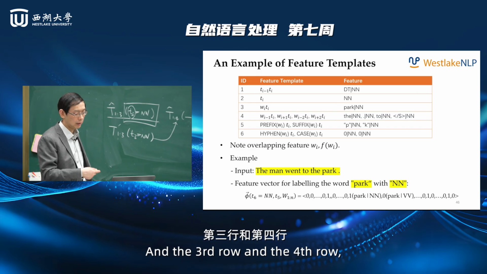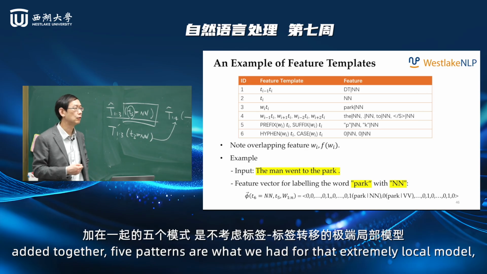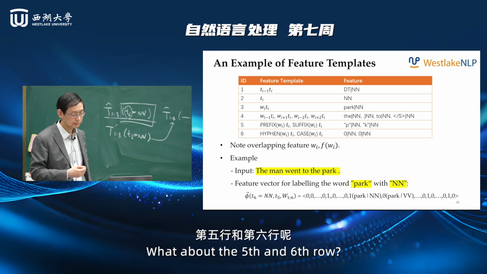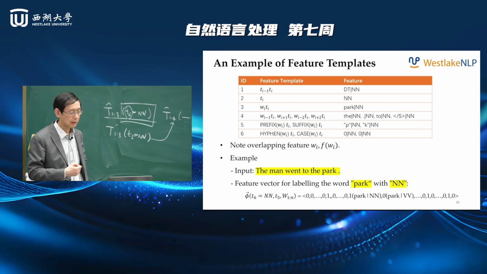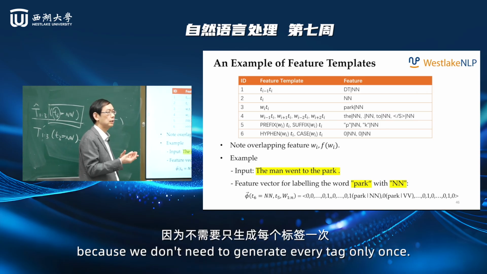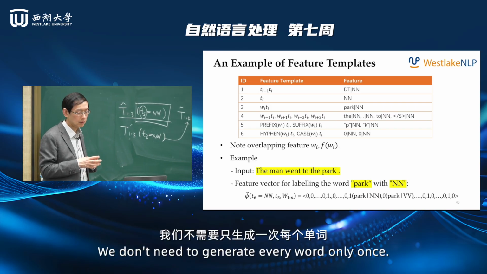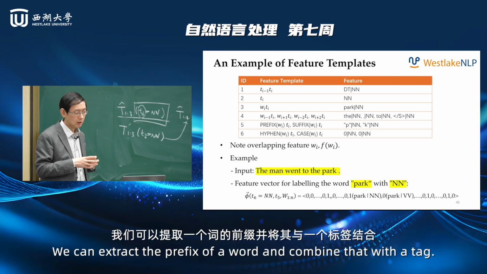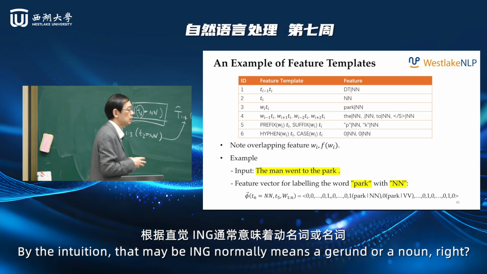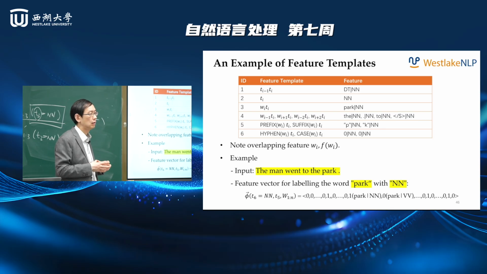Okay, the third row and the fourth row added together, 5 patterns are what we had for that extremely local model without considering tag-tag transition. What about the 5th and 6th row? This shows you the advantage of a discriminative model, because we don't need to generate every tag only once. We don't need to generate every word only once. We can extract the prefix of a word and combine that with a tag, by the intuition that maybe ing normally means a gerund or a noun, right?